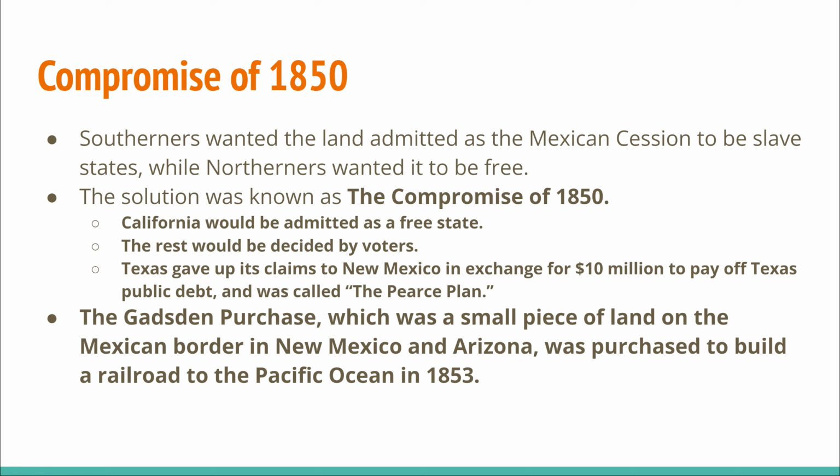In the Compromise of 1850, California is going to get added as a free state. The rest of that territory is going to be split up, and the people that live there are going to get to vote and decide.